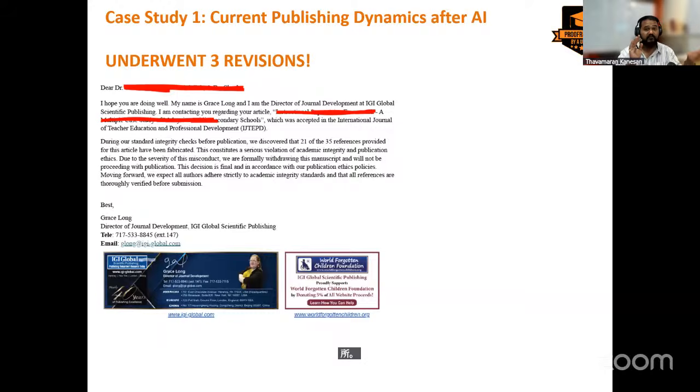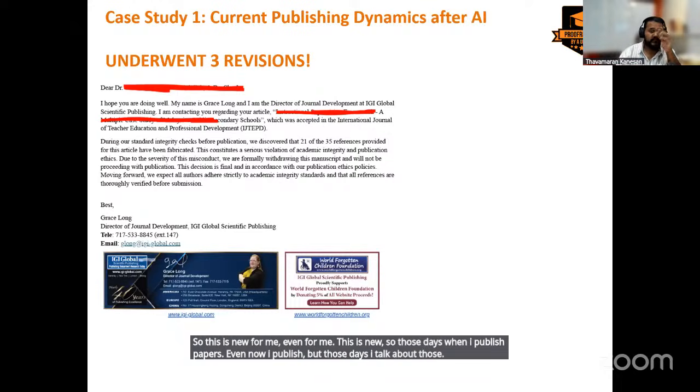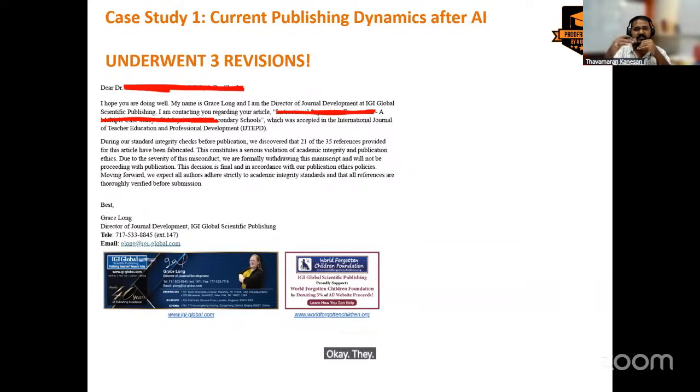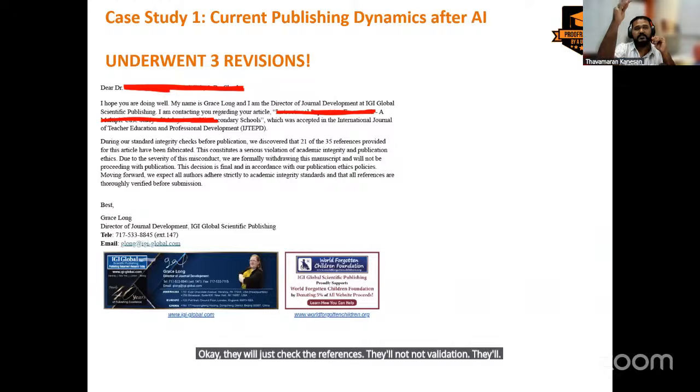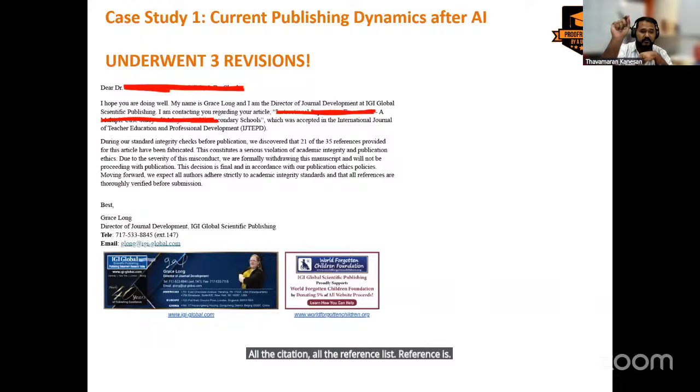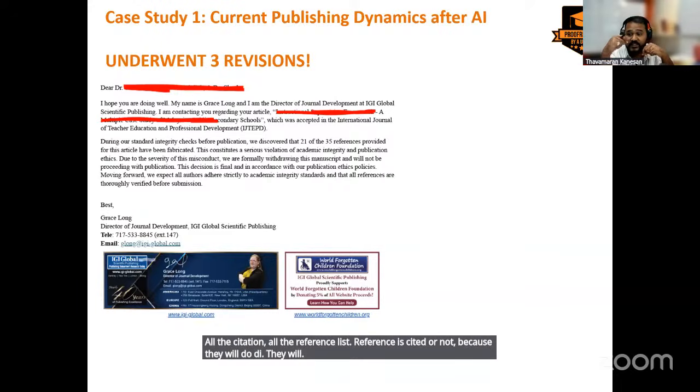So this is new, even for me. Those days when I published papers, before the AI era, there is a before AI era and an after AI era, because the world has changed. Before the AI era, after acceptance, when you went into typesetting, they would just check the references, not validate them. First, is everything cited in the paper in the reference list or not? Second, is every reference in the list cited or not? Because they will do DOI integration. That is the normal check.